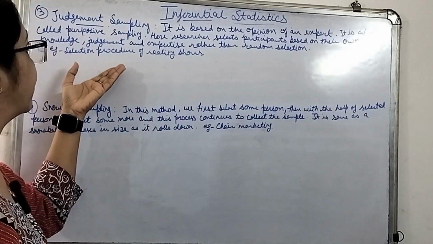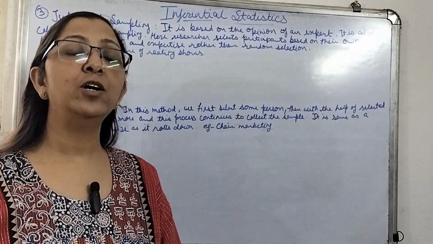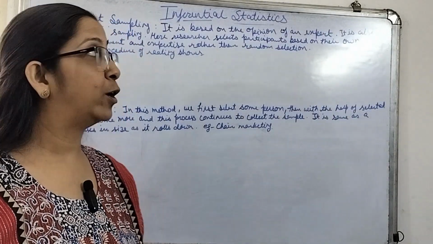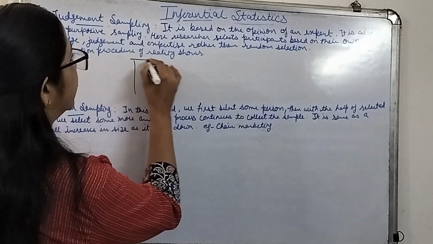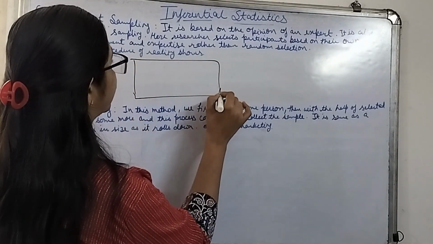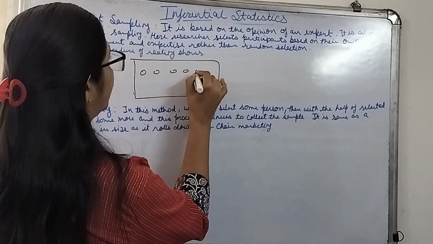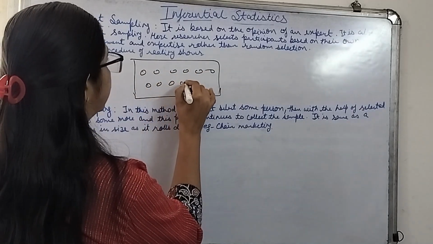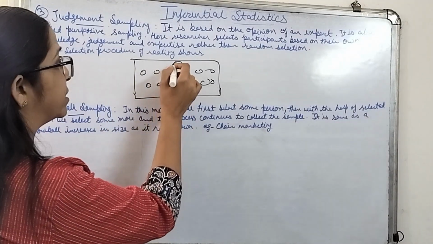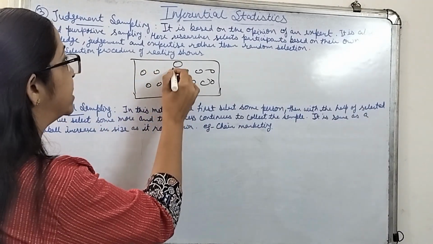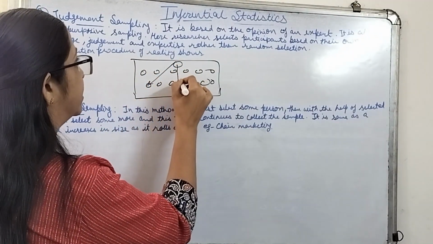For example, the selection procedure of reality shows is an example of this type of method. Now see what is happening here. Suppose this is your whole population. Over here we have taken this as the population. Now this is the researcher. As per his knowledge and his expertise, he is selecting some persons.